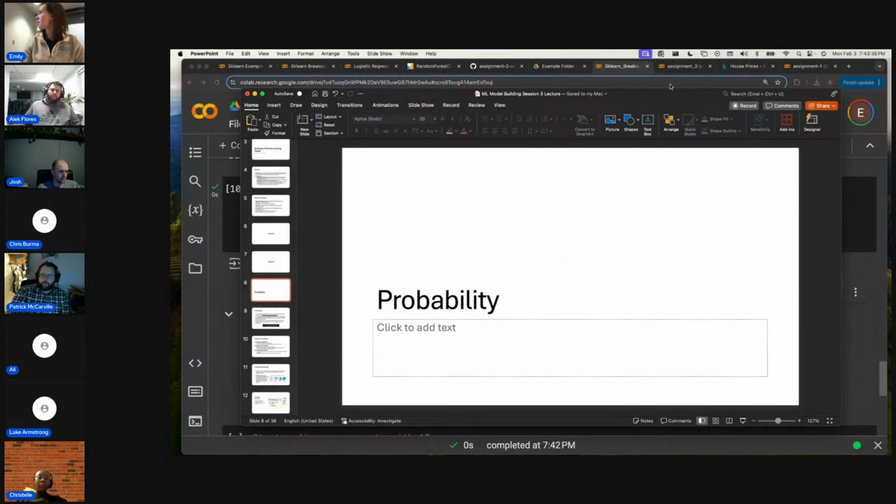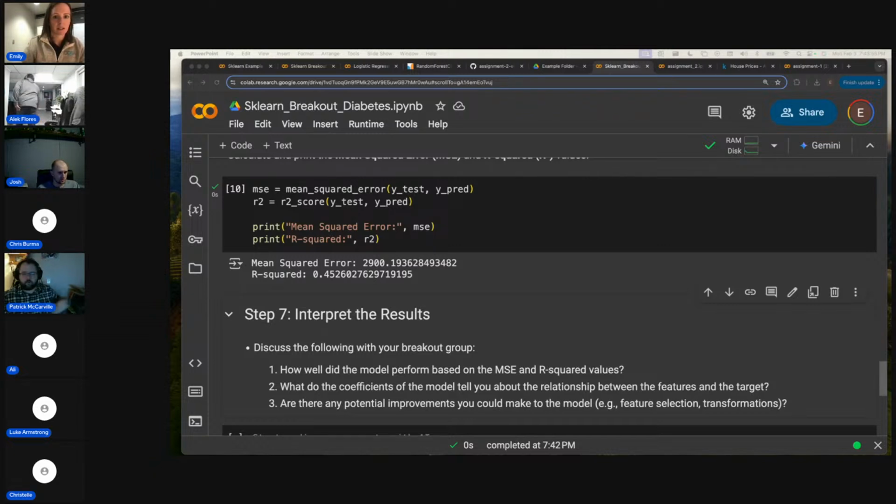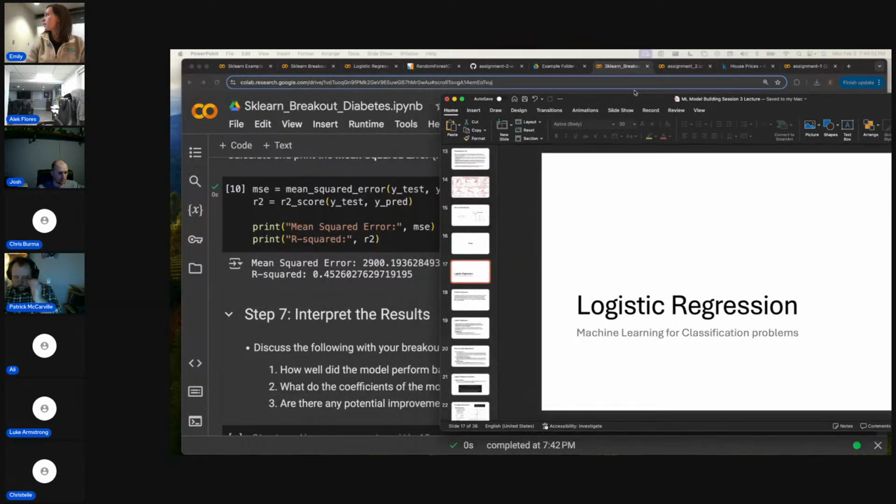Let me see how long our probability content is here. We may just jump to logistic regression. All right, let's talk about logistic regression. We're going to skip over our probability content.